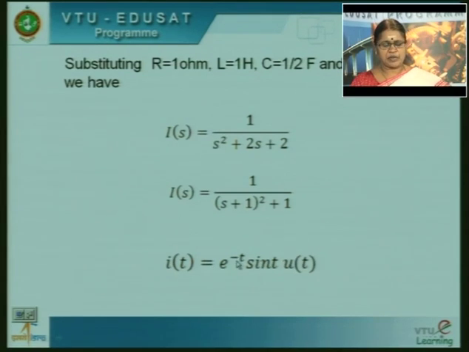Eventually, as time t tends to infinity, the current dies down to 0, because you can very easily realize that this network is a passive network, there is no source in the network. The current flows only as long as there is charge in the capacitor. When the charge gets completely discharged, the current in the network eventually has to come down to 0. So, that is why you get the expression I of t is equal to e power minus t sin t into u of t.